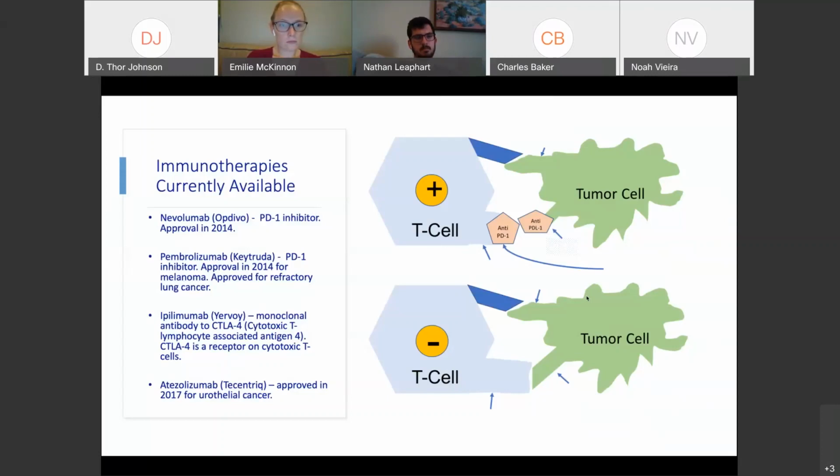Atezolizumab is actually a PD-L1 inhibitor. So it's the opposite side of the PD-1, PD-L1. And it's actually approved for urothelial cancer, but similar idea. And they're obviously working on multiple other markers, but we haven't really found anything that's a great marker besides PD-1, PD-L1, and CTLA-4 at this point. But multiple are actually in clinical trials.